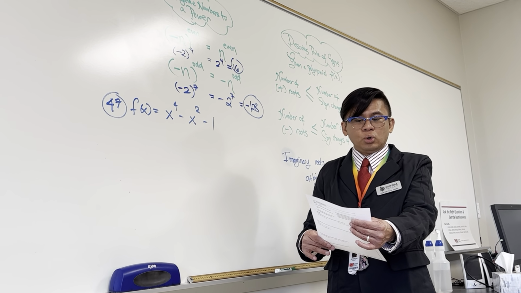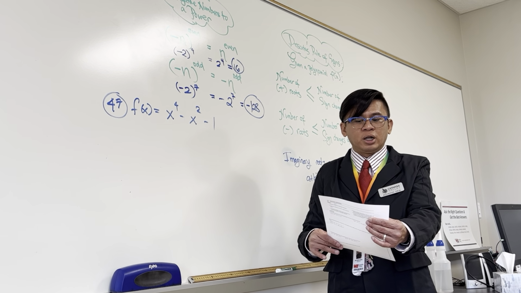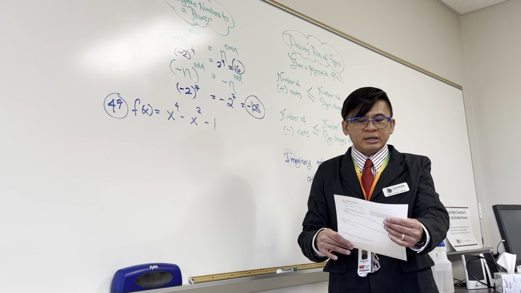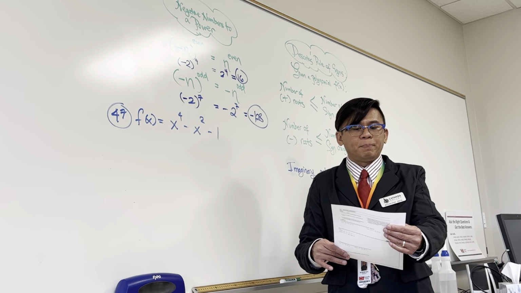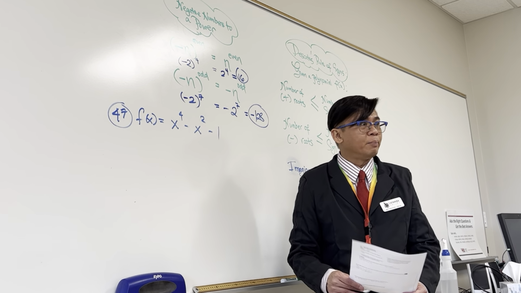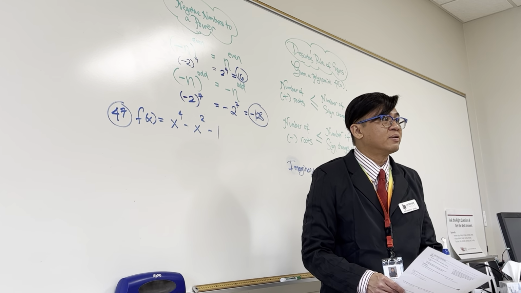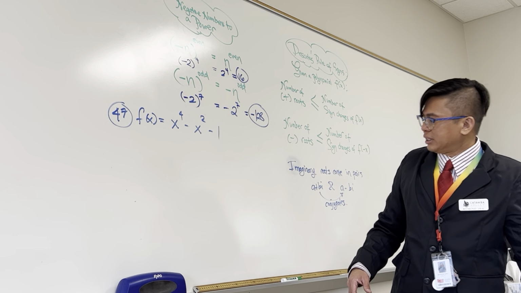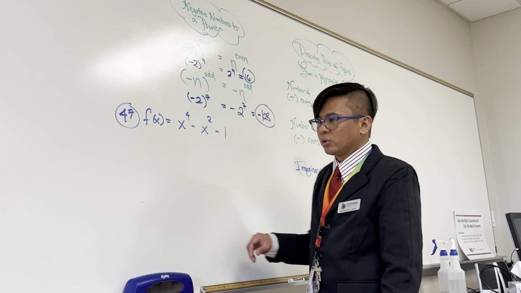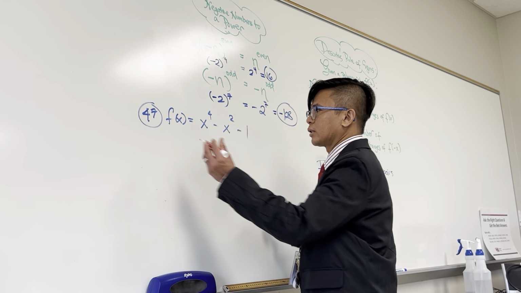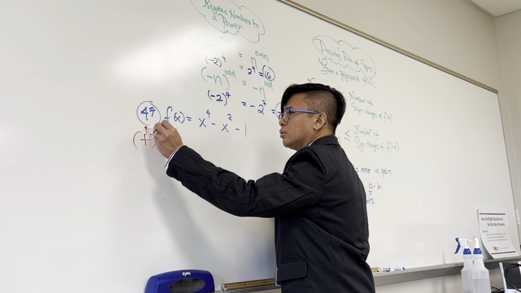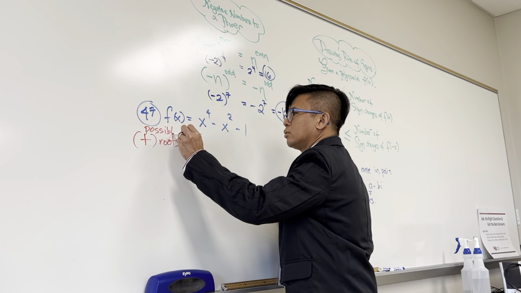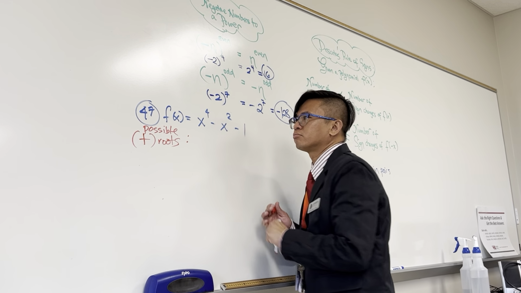Use Descartes' rule to determine the number of possible positive and negative roots, then graph to confirm which of these possibilities is the actual combination. Are we good? Right? So with that, what's this gonna be? How many positive roots are there? Possible positive roots, how many?